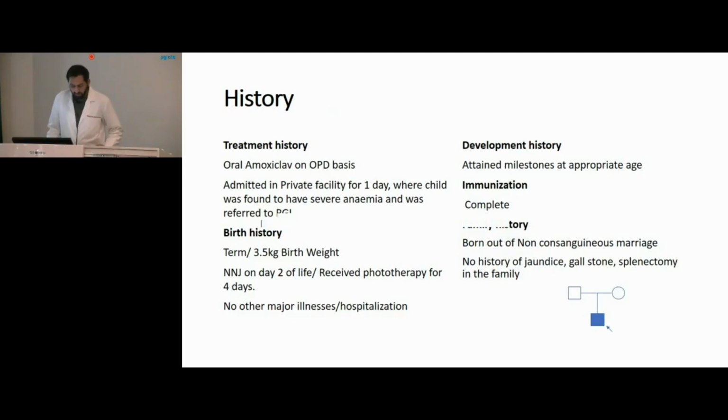Birth history was significant for neonatal jaundice on day 2 of life, for which the child received phototherapy for 4 days. There was no other major illness or hospitalization after that. Developmentally, the child achieved all milestones as per age. Immunization was complete as per NIS. In family history, there was no history of any jaundice, gallstone or splenectomy in the family.